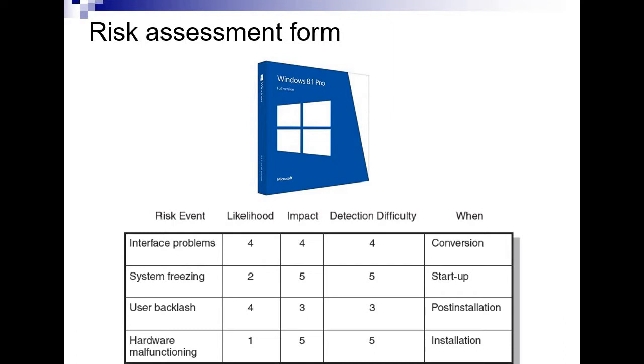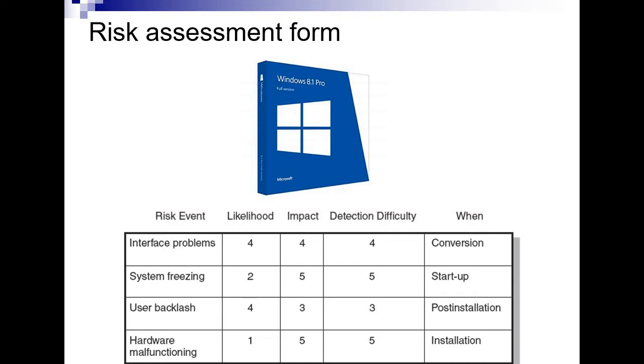What we'll do is go through one of the examples where we are upgrading from Windows 7 to Windows 8, and what Microsoft has done is some scenario analysis. So there are risk events that they have listed out. Then they have also listed out the likelihood of that event happening, the impact that it is going to have on the system, the detection difficulty which the user will be able to detect, and also when this event is likely to be triggered.